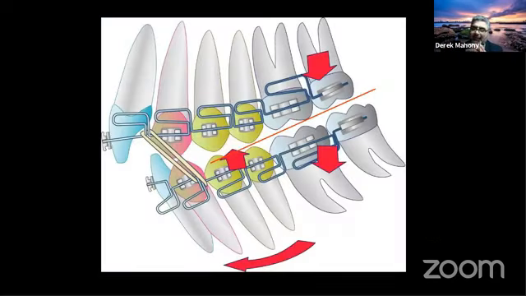But he uses these boot loops, and he has increased curve of Spee, and he has anterior elastics. Why? Because he doesn't want to extrude the molar. So with this wire, if you have an increased curve in the upper, reverse curve in the lower, and an anterior elastic, what's going to happen when the patient wears the elastics? The molars intrude. It's beautiful.